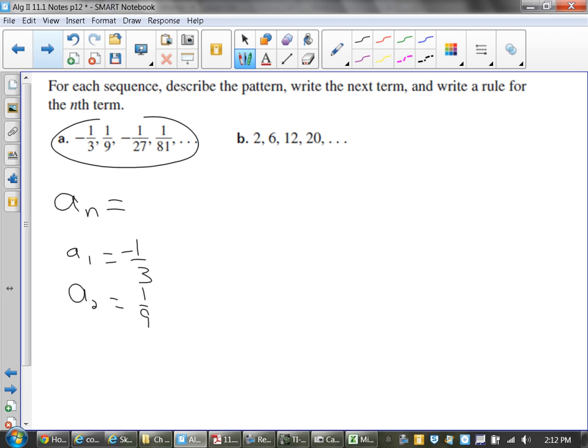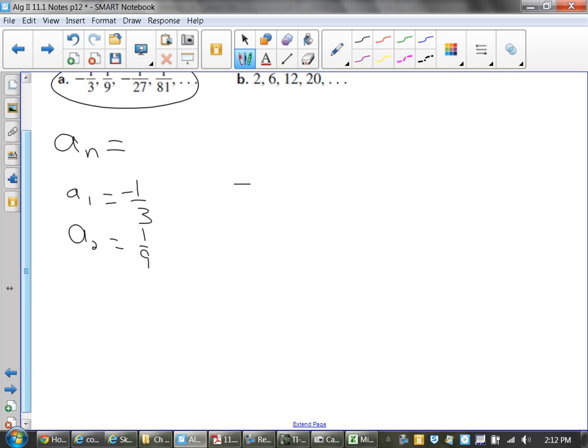Now, how do I write that in terms of n? You're right, you're multiplying each term by negative 1/3. So how would you write that out? Negative 1/3 n. If I write it as negative 1/3 times n, that means the first term would be negative 1/3 times 1, the second term would be negative 1/3 times 2. And that's not right.